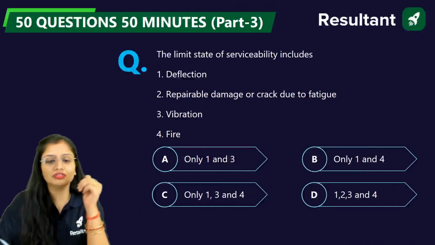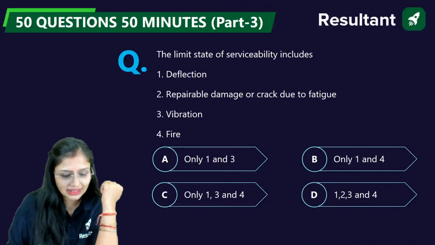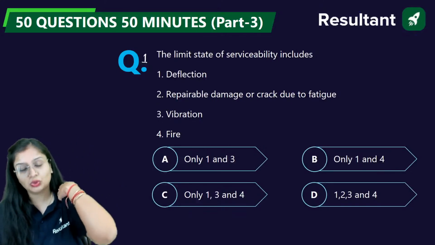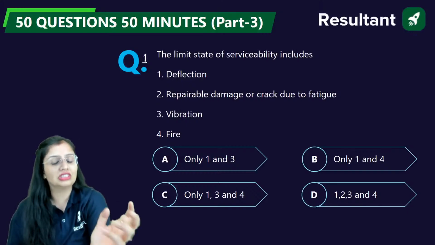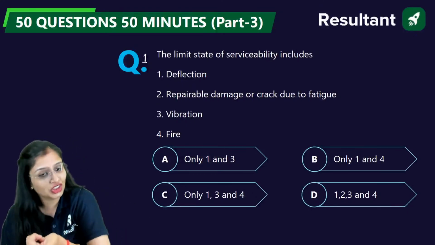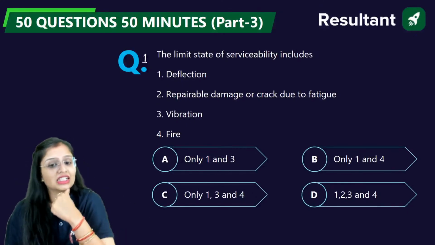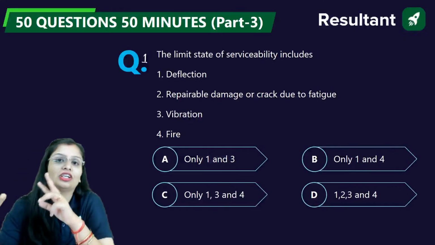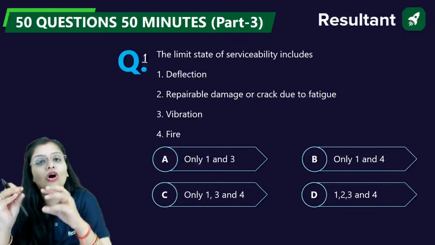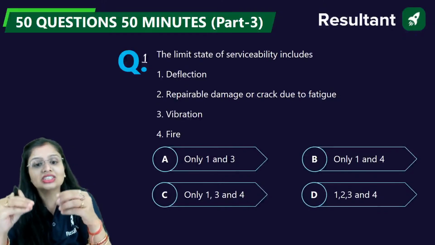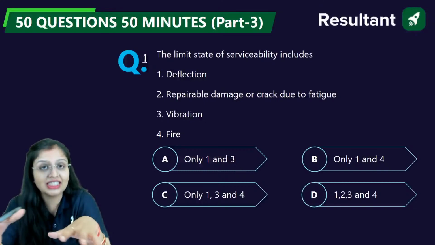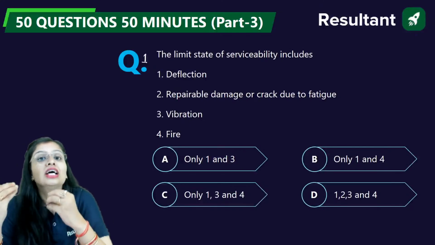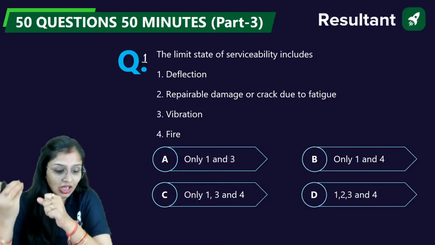So the first question with you is regarding the RCC. The limit state of serviceability includes. So what does the limit state of serviceability include? Does it include deflection, repairable damage or cracks, vibration, fire? You know, we have limit state of collapse and we have limit state of serviceability. That means although the structure is in working condition, in serviceable condition, yet you are able to see some sort of distortions.